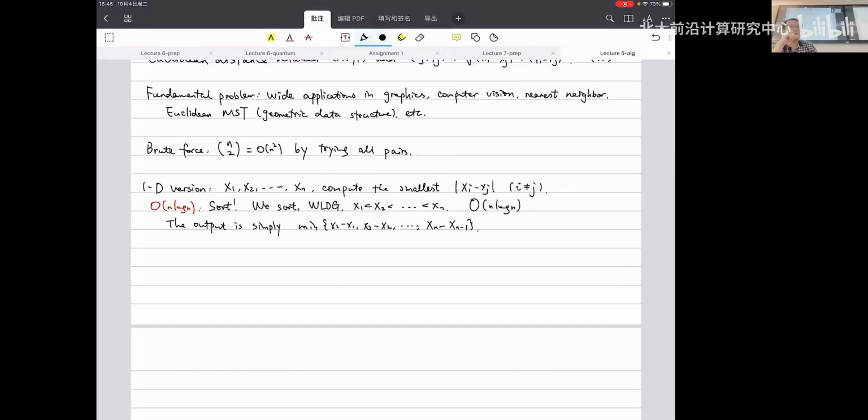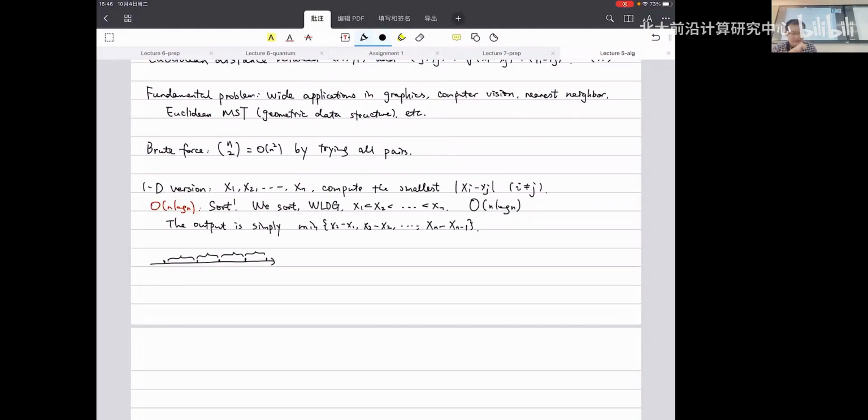So this 1D case should be relatively straightforward. After you consider the points on an axis like this, it is indeed important that you sort them. After you sort, we just compute the value of these consecutive segments. After computing all these consecutive segments and taking the minimum among those, we will definitely solve the closest pair.